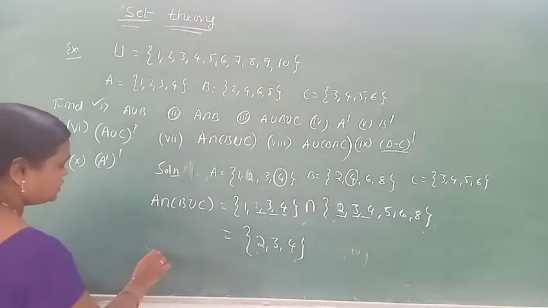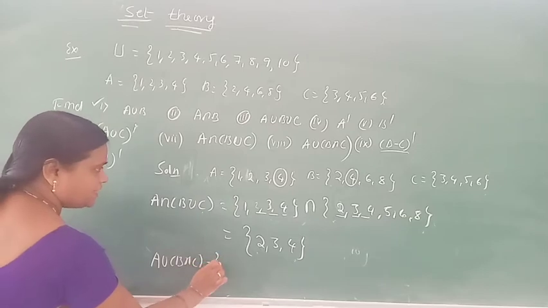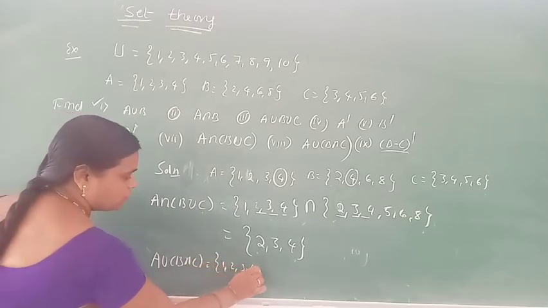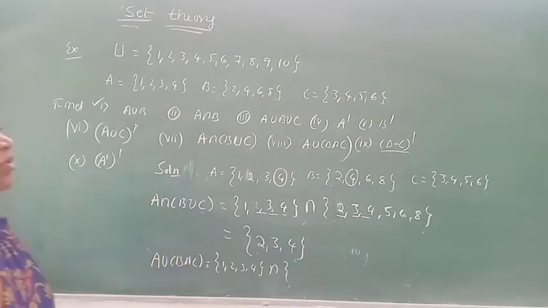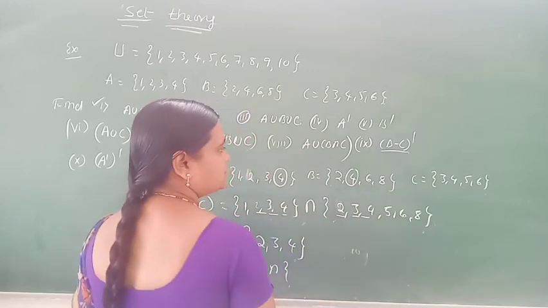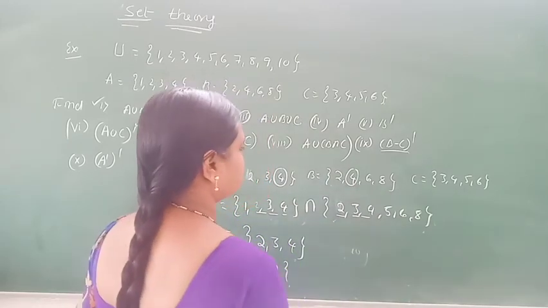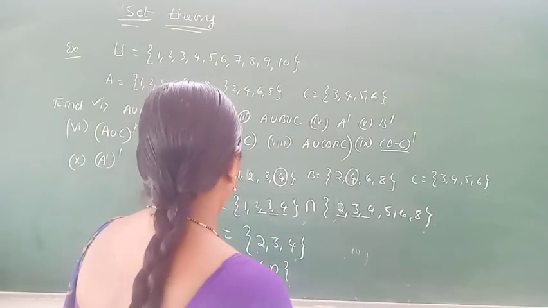And next one mentioned A union B intersection C. A is 1, 2, 3, 4. Intersection of B and C. Is there any common element between B and C? Just concentrate. B and C. Which one is the common element?